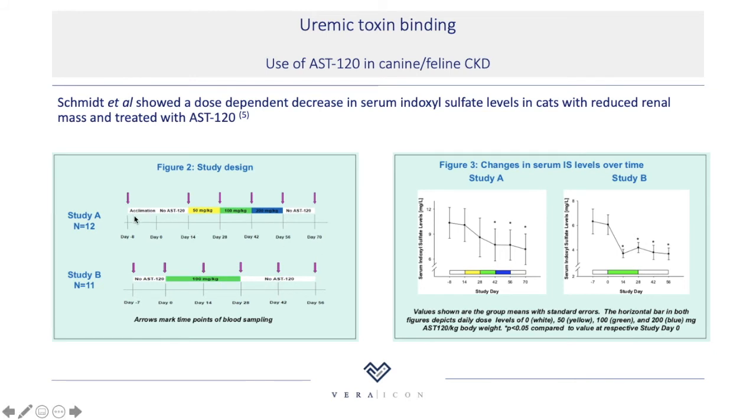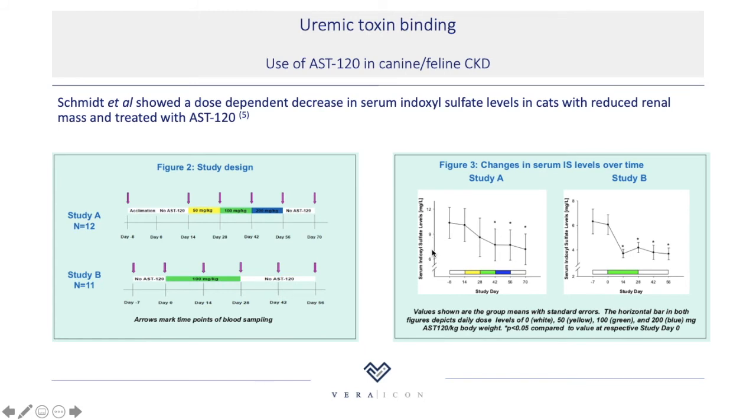And actually, these were two studies. These were dose-defining studies. So they started with 50 milligrams per kilogram for 2 weeks, measured serum indoxyl sulfate concentrations, then went up in dosage to 100 to 200 milligrams per kilogram. And in the other study, they gave nothing, so no AST, then 100 for a month, and then again no AST. And these are the results.